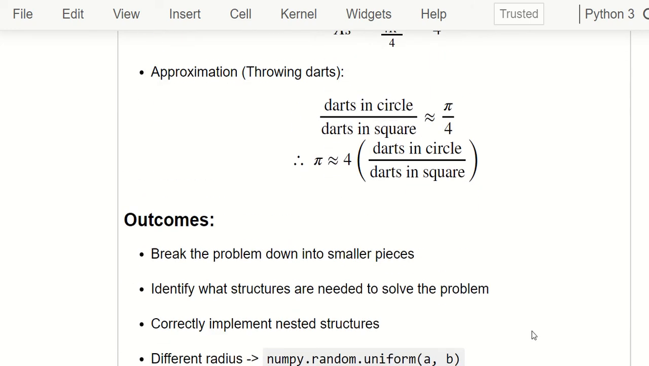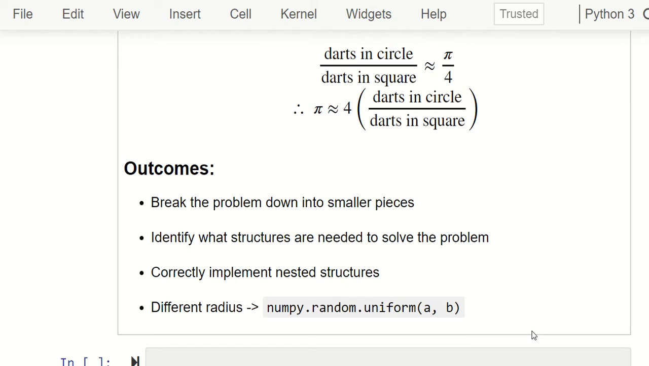So the outcomes of this exercise would be to break the problem down into smaller pieces, to identify what structures are needed to solve the problem, to correctly implement the nested structures, and then to, I don't know why it says different radius, but the point here is that we're going to generate the dart throws using a new function that we haven't seen before, numpy.random.uniform(a, b).